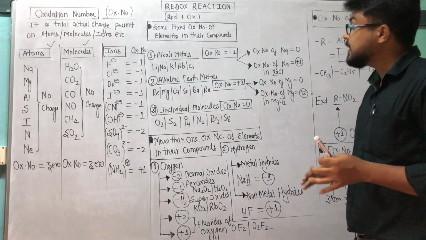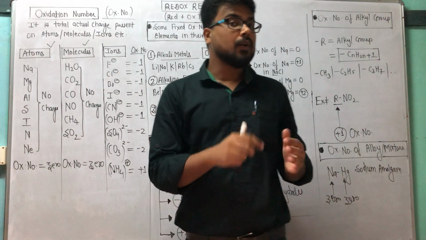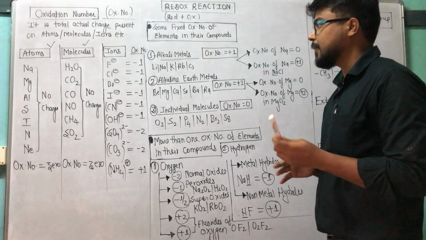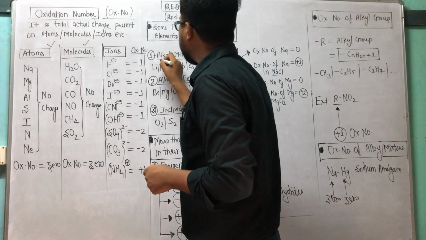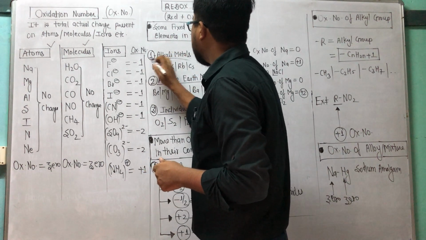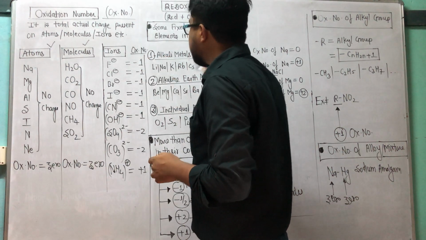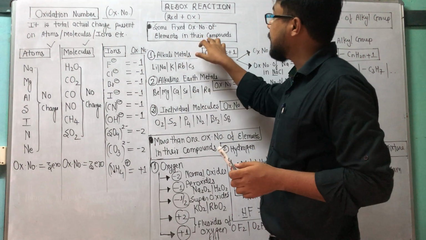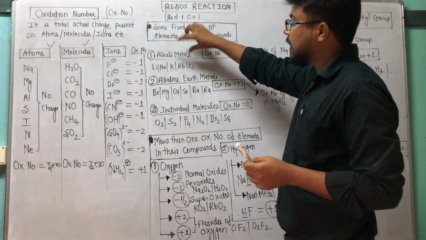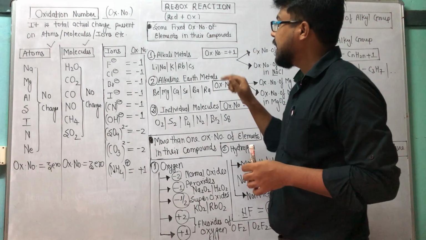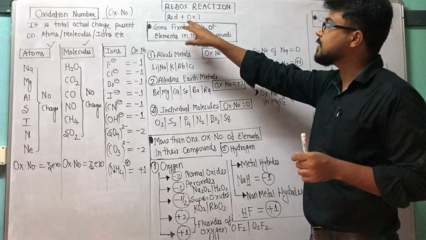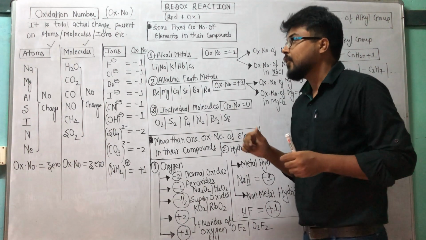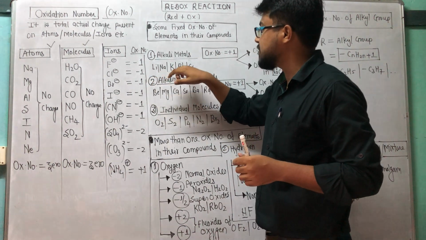Now after completing the atom, molecule, ions portion, we will see some fixed ox numbers and some variable ox numbers. First of all, some fixed ox numbers of elements in their compounds. Fixed ox number means the ox number of these elements is fixed in their compounds. The first point is alkali metals: the ox number of alkali metals in their compounds is always +1, whether lithium, sodium, potassium, rubidium or cesium.